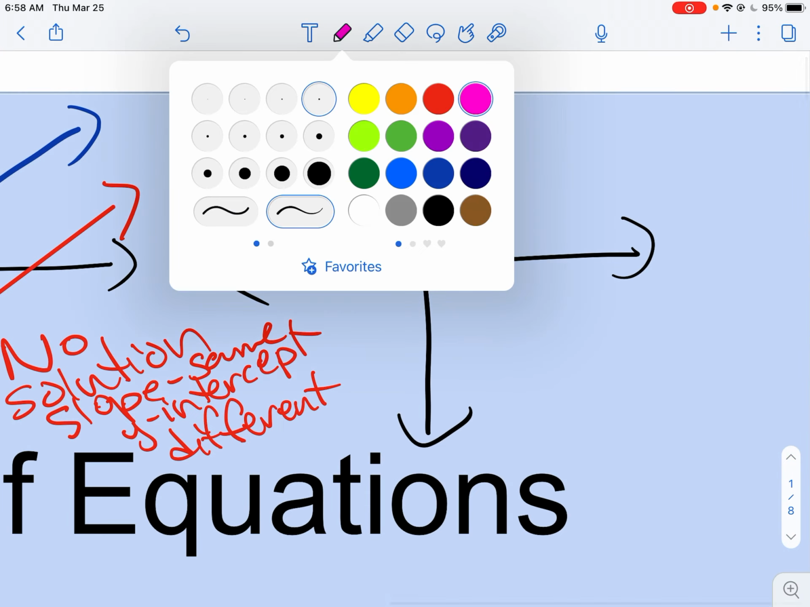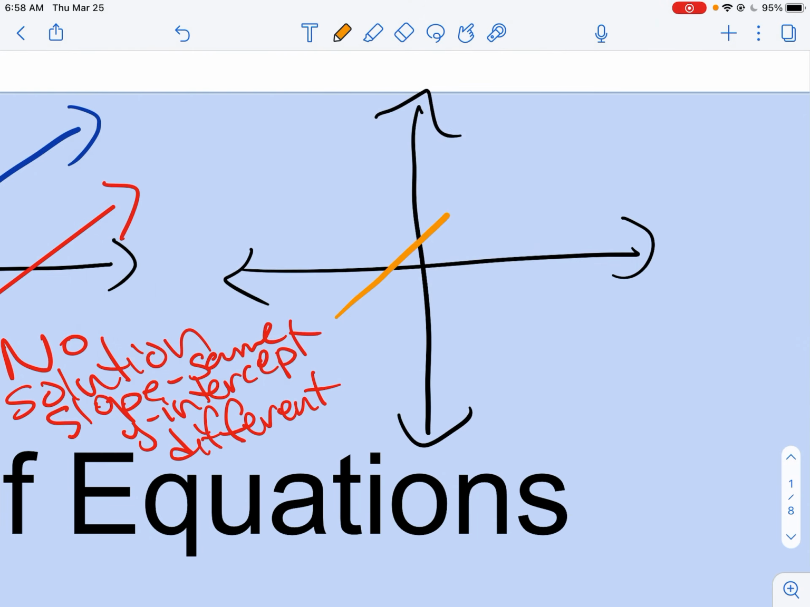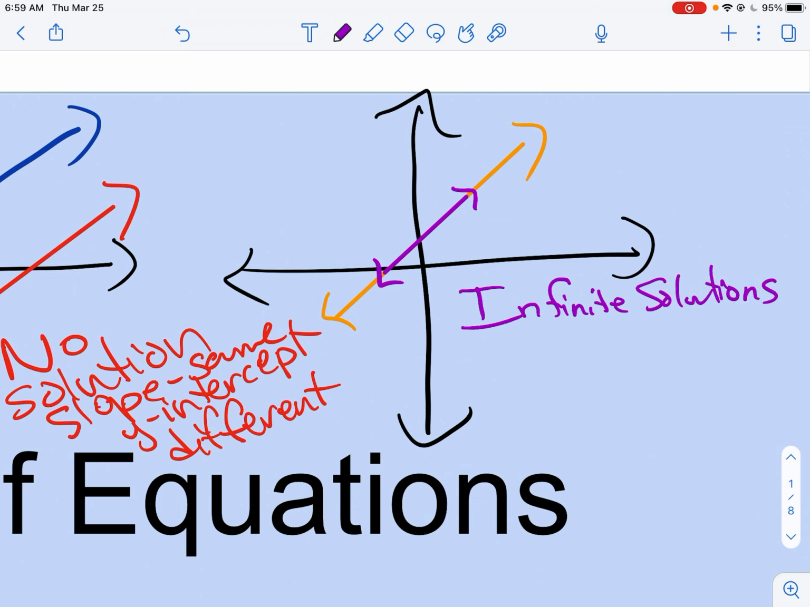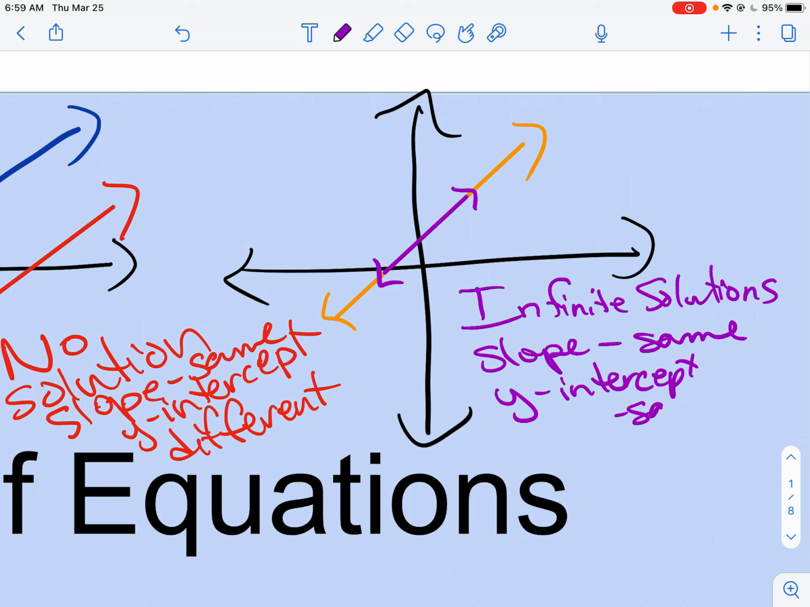Then over here, we would have 2 lines, 3 lines, 5 lines, whatever, but they were the exact same. And this is infinite solutions. And when you're graphing these, that means the slope is the same and the y-intercept is the same.